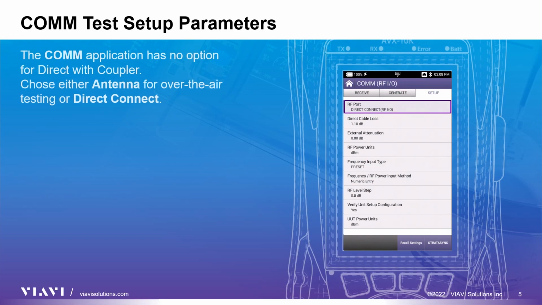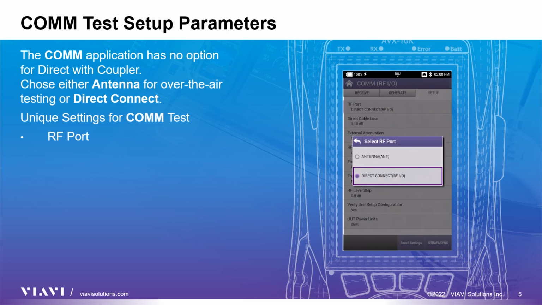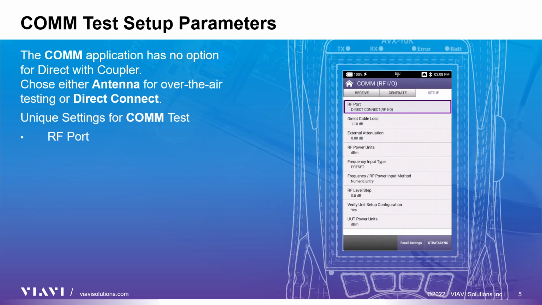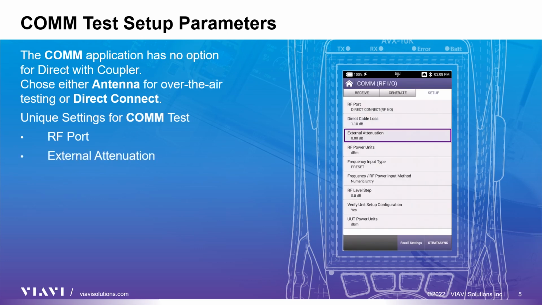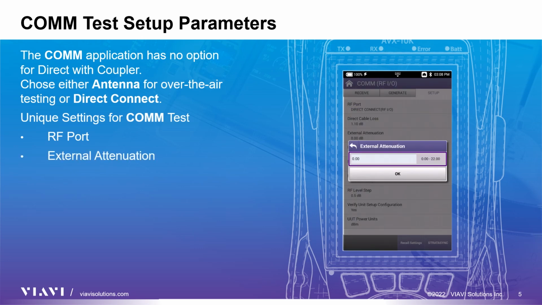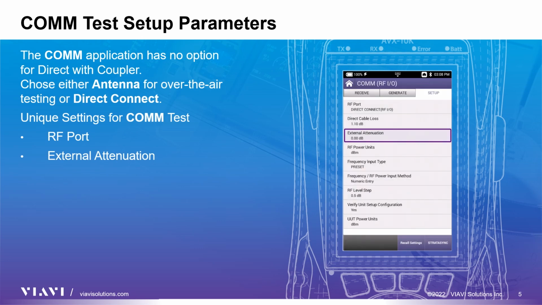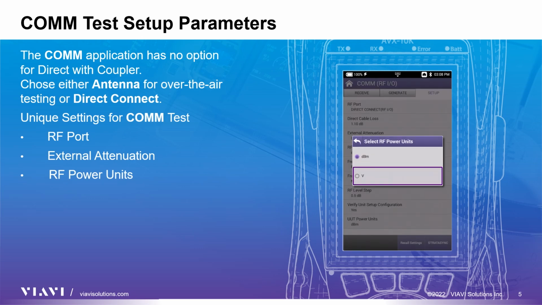Now let's take a look at the setup parameters. The RF port selection differs slightly from some of the other instruments as it only has options for antenna and direct connection. There is no coupler testing option for the COM application. When testing over the air, use the provided extendable antenna. When using the direct connection method, ensure you have entered the correct cable loss value. External attenuation allows for 0 to 22 dB of compensation for an external attenuator on the RF I/O connector. The two values for both cable loss and attenuation are added together and displayed on the main page for user reference. RF power units can be set to dBm or V for volts.